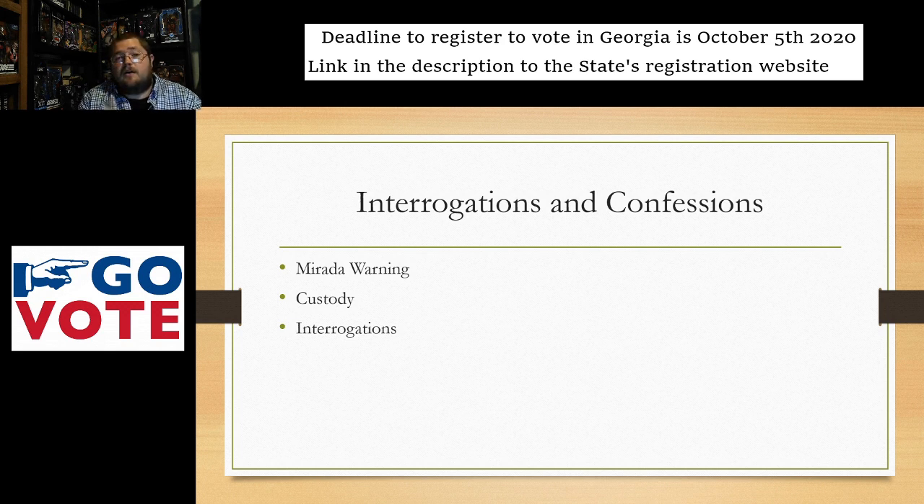But again, rule number one, and please say it with me at your houses: do not commit crimes. Okay, rule number one. So it's important to note that in interrogations, the Miranda warning only has to be given when questions are going to be asked.